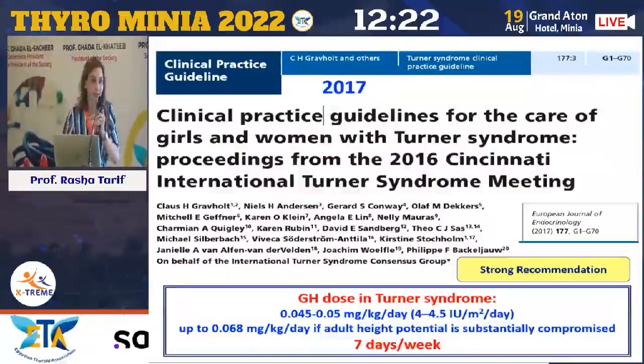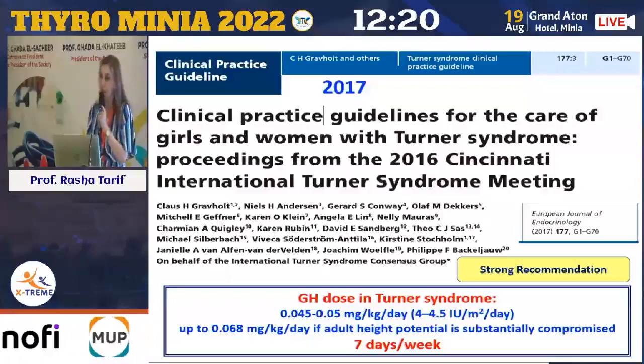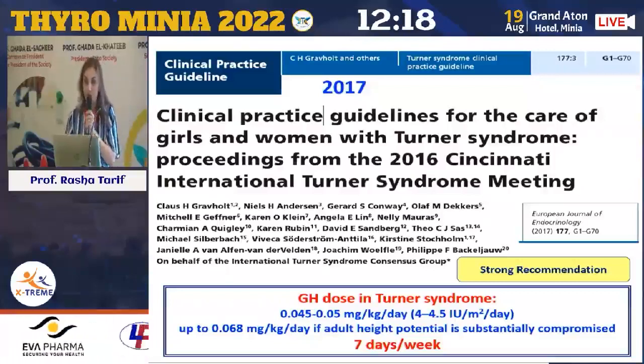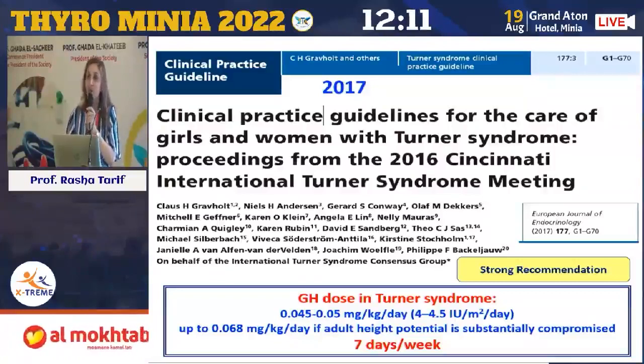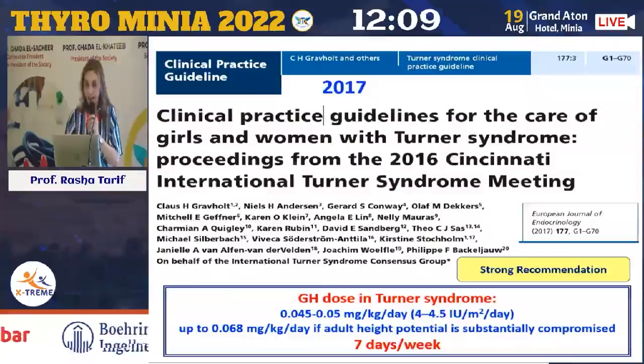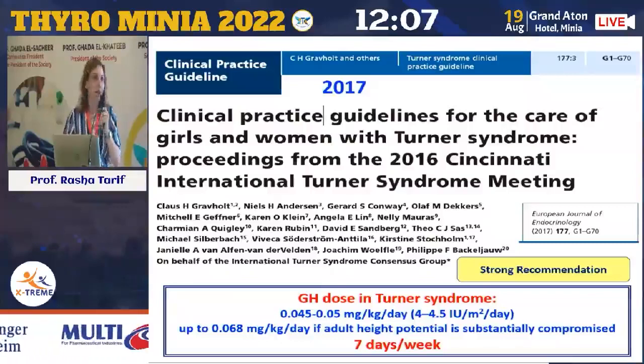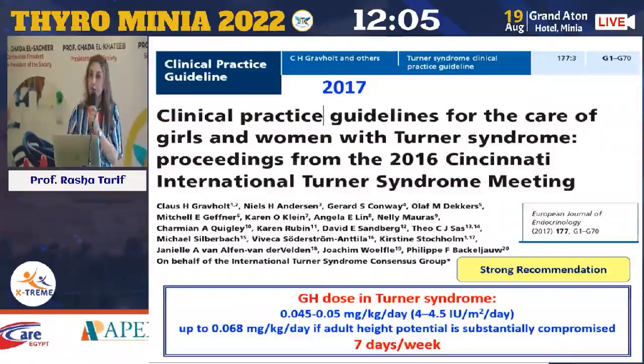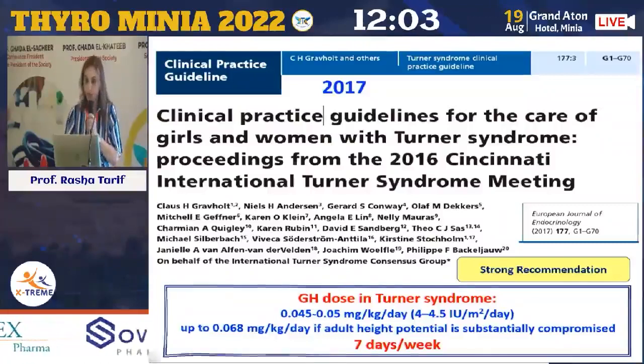And these are the clinical practice guidelines showing you the dose of growth hormone in Turner syndrome: 0.045 to 0.05 milligrams per kg per day, 7 days per week. It should be given daily, subcutaneous at bedtime. And you can see that this is a strong recommendation. We have to give in Turner syndrome.